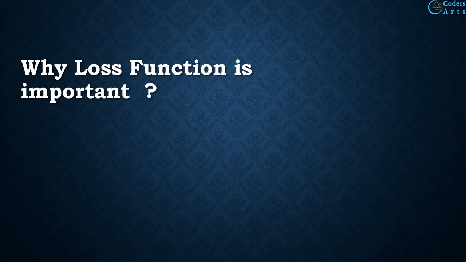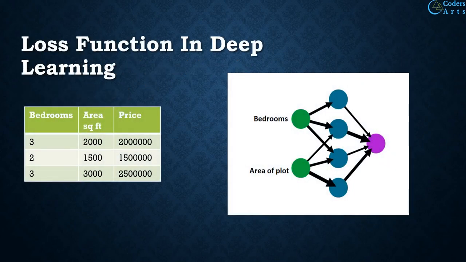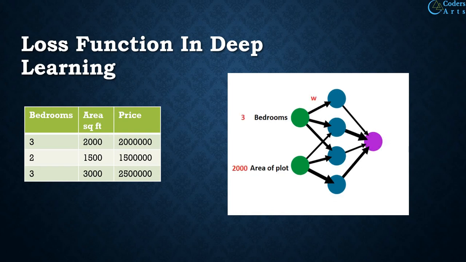So what happens in deep learning? Let us consider we have housing data. In the dataset, we have the number of bedrooms, the area of the plot and the price of the house. This is the housing dataset. Here we feed the first row of data into the neural network. We pass the 3 and 2000. The weight values start with random values.